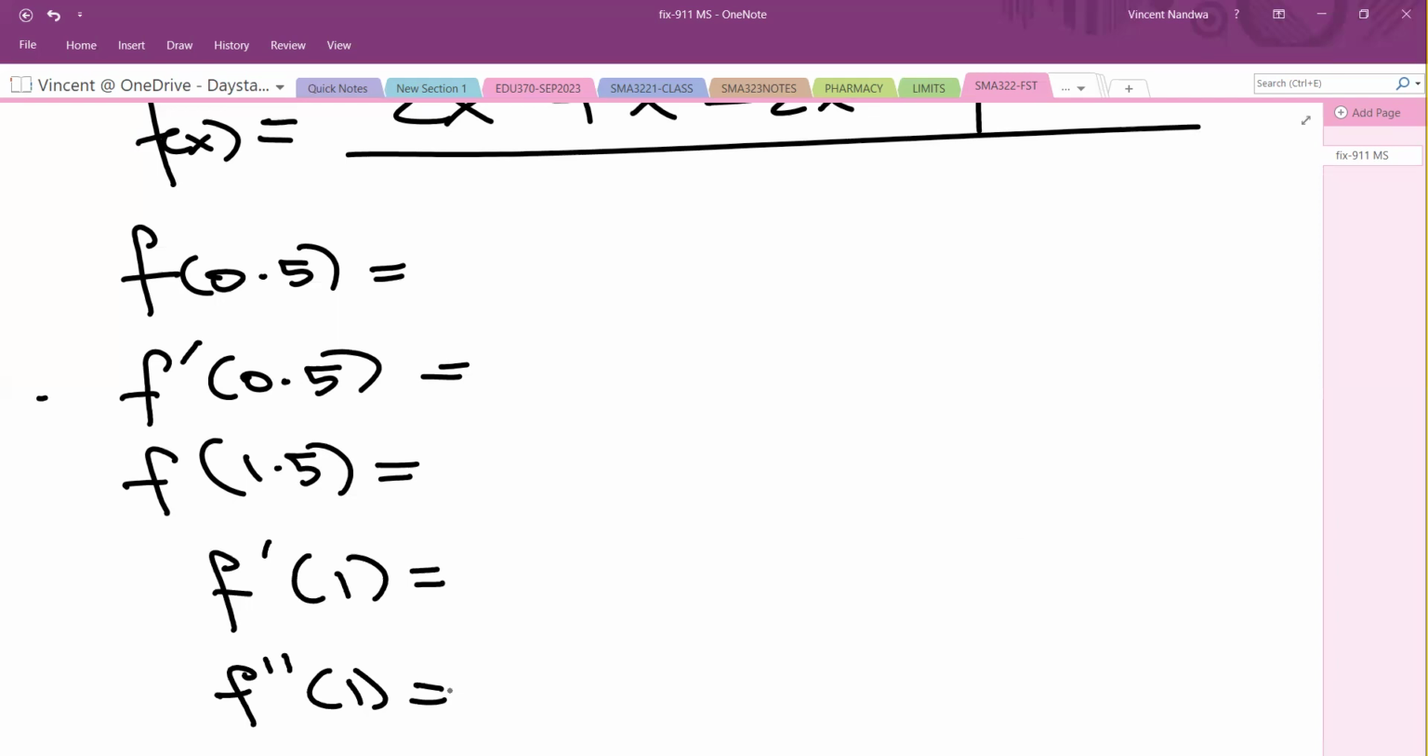So simply means that if you're asked to find f of 0.5, where there's x in your function, you put 0.5 and put the values in your calculator and get the numerical value.